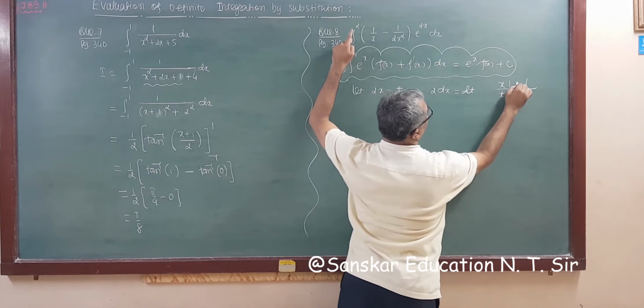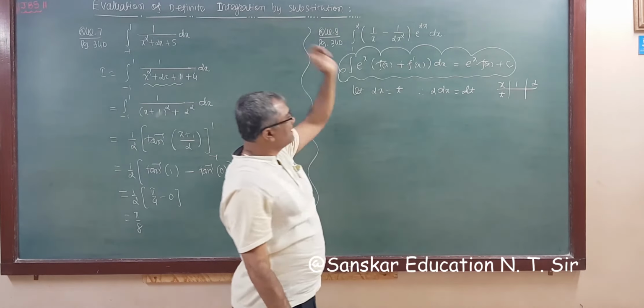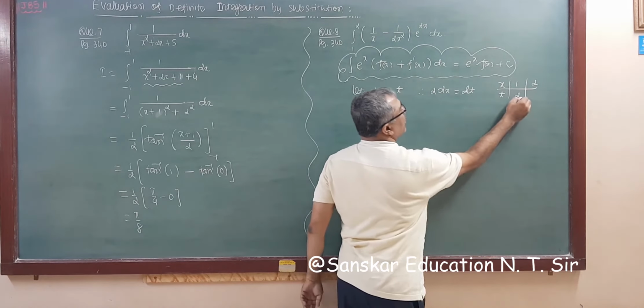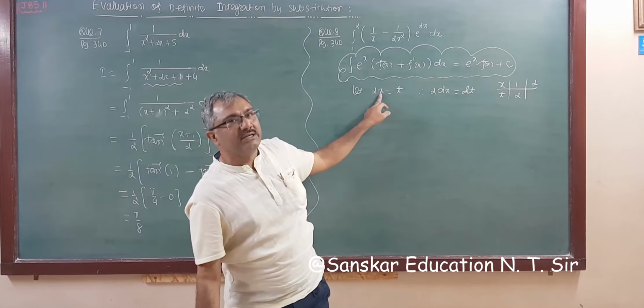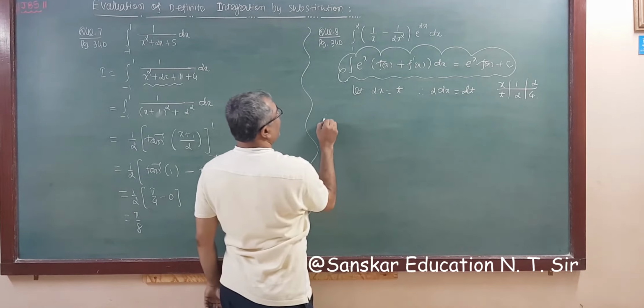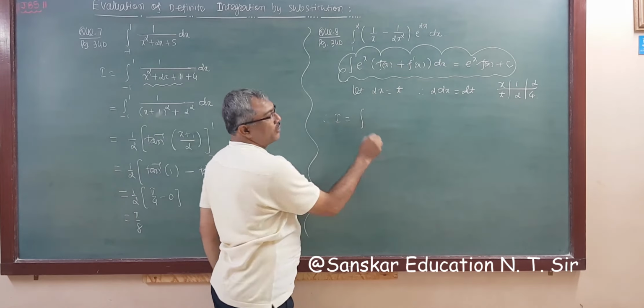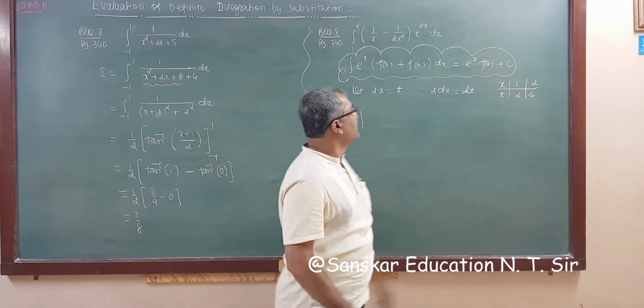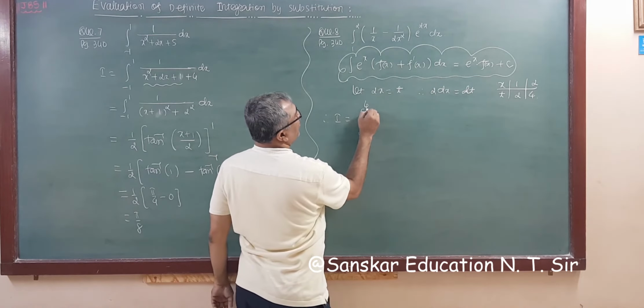Old limit is 1, 2. So if we substitute x is equal to 1, then t is 2. And if we substitute x equal to 2, then t is 4. So what is I? I will be new limit 2 to 4, right? What is the new limit? 2 to 4.